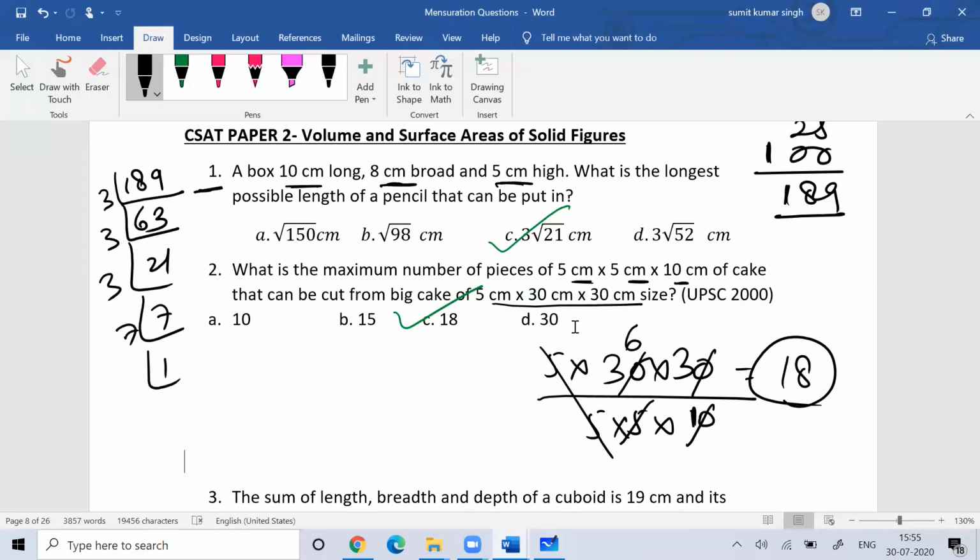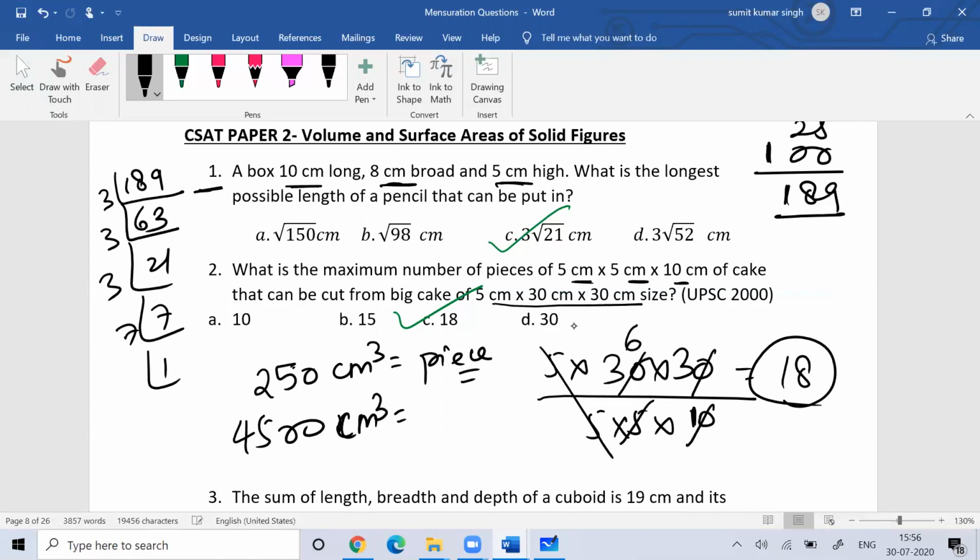So you understand, the volume of individual piece is 250 centimeter cube. This is the small piece, and the volume is this much, while the total volume is 5 into 3 into 3, 15 threes are 450, 4500. The total volume was 4500 centimeter cube. So how many pieces can you derive from them? You can derive total 18 pieces.